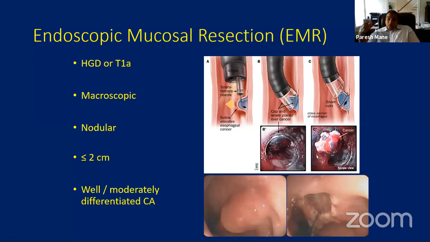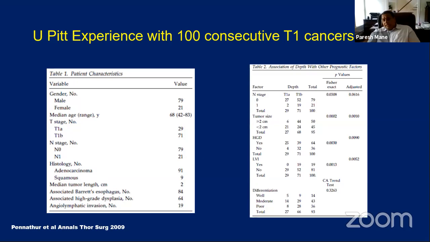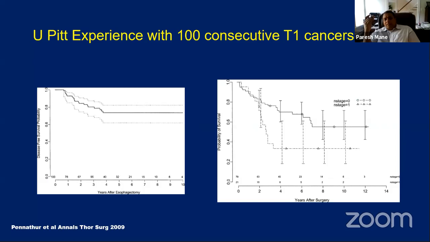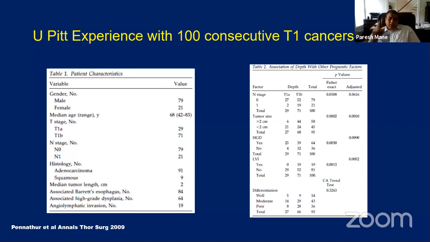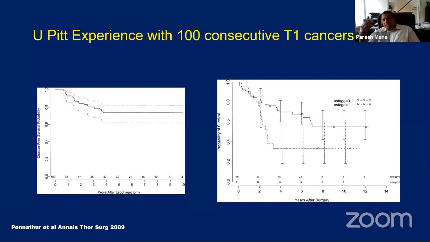This data is old, it's from 2009. It's the University of Pittsburgh data for T1 cancers, that's T1A, T1B, managed by an endoscopic approach. I apologize, I digress here. This is T1 lesions managed by esophagectomy, and they propose a disease-free survival probability of about 60-70% at 5 years and beyond. Of course, technology has changed, and nowadays we are doing things endoscopically, and this is old information, but considering T1 disease, this is the best information I could find in the surgeon's world.